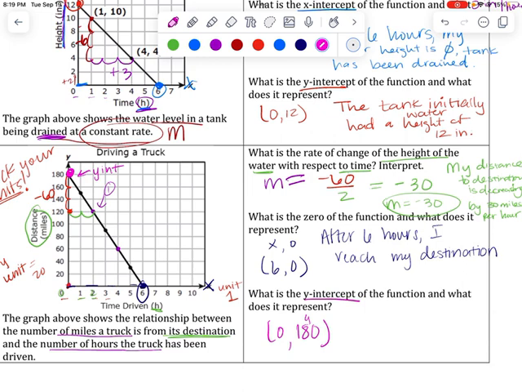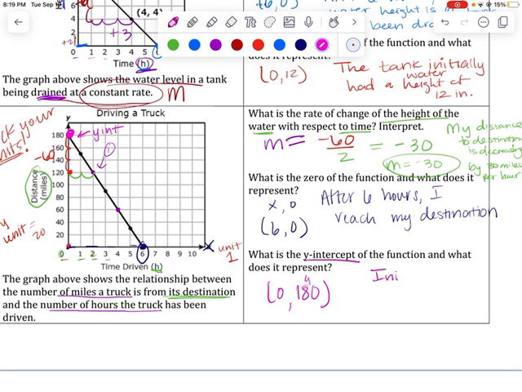Water height. So this is going to be initial miles from destination. So let's say this is Waco and I'm driving to Dallas. Got 180 miles to go. But after 6 hours, I'm going to reach Dallas. Okay, so my initial here, always my initial. If I'm crossing the y-axis in real life, it just usually means this is where I initially started.